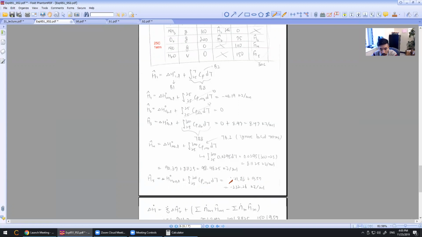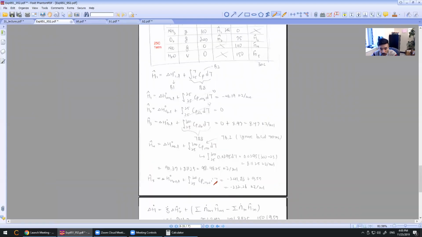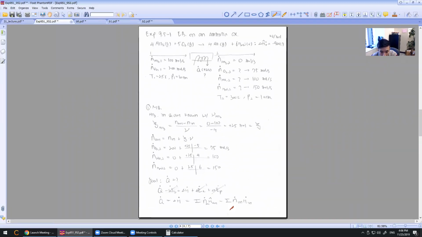And for this term, we're going to use Table B8. We just need to read the value at 300. So in B8, water at 300 is 9.57. That is the pre-calculated integration term. So all of these numbers you type in here, and H hat 5 we calculated as negative 232.26 kilojoule per mole. You see, so far the method we are using is exactly the same as the previous one.